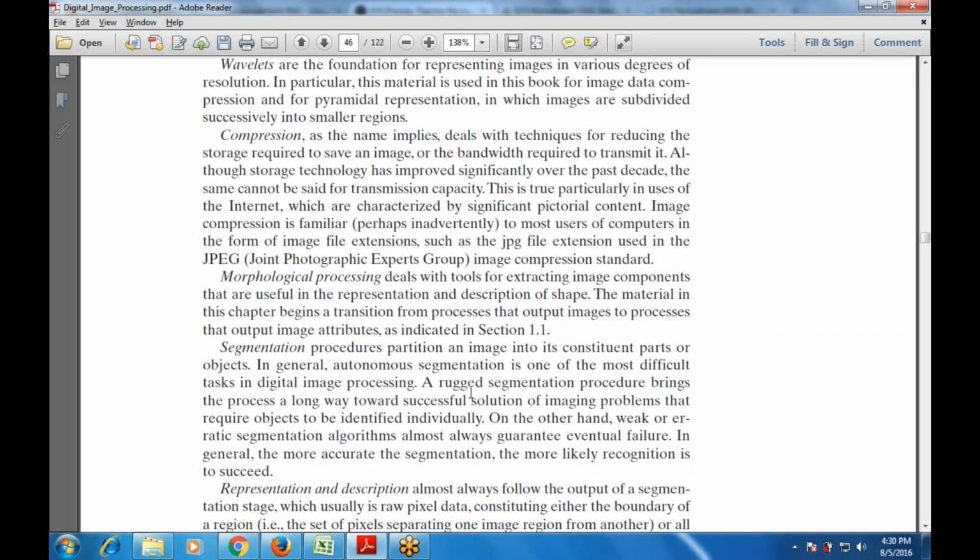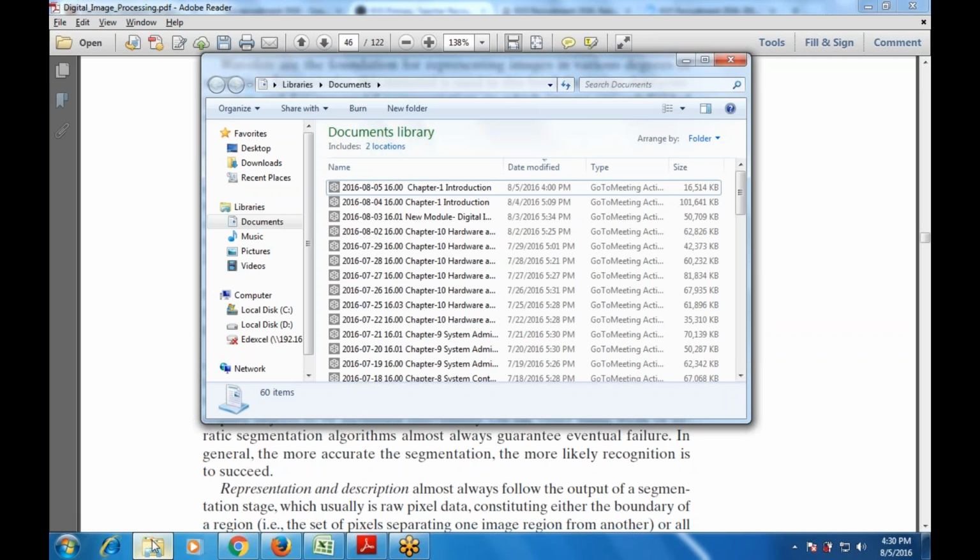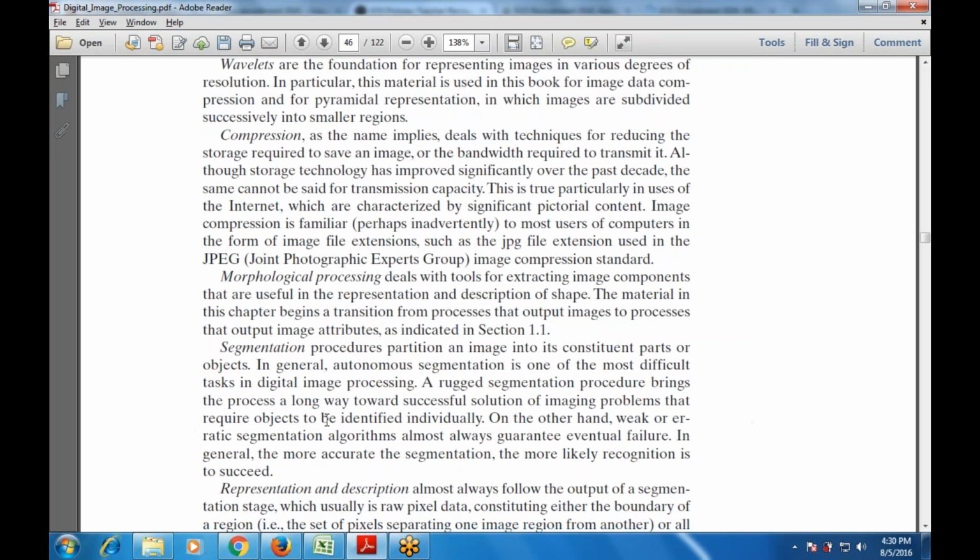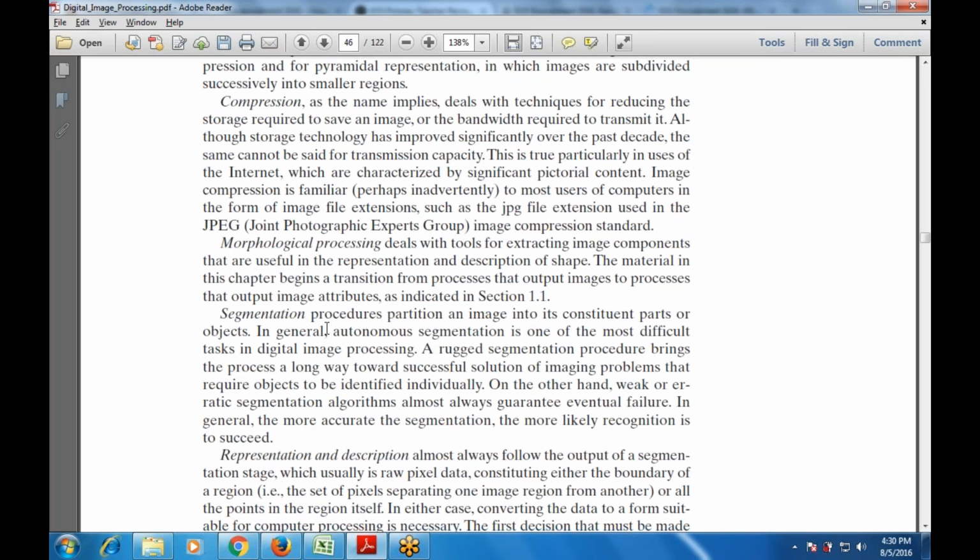The next one is segmentation. That means division, dividing something into multiple parts. In general, autonomous segmentation is one of the most difficult tasks in digital image processing, and a robust segmentation procedure brings the process a long way towards successful solution of imaging problems that require objects to be identified individually. That means the segmentation procedure will be followed for solving the imaging problems.